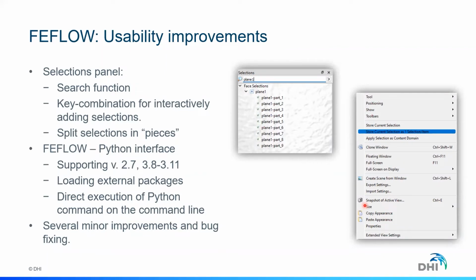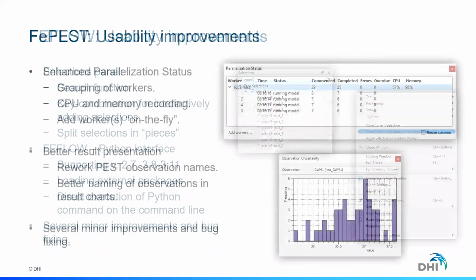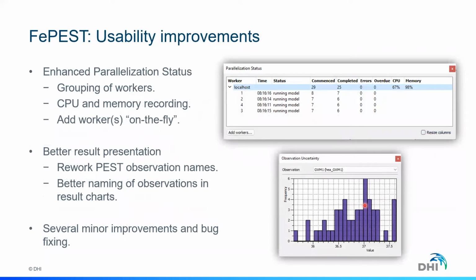We have also, as I mentioned, a number of minor improvements and several bug fixes being considered in FEFLOW, in the FEFLOW GUI. In terms of FEPS, because we are going more and more in the direction of parallelization, we thought it's really time to improve the usability in terms of the way the parallelization is done. So we updated what we call the parallelization status panel in FEFLOW. In this panel, you can now control the CPU and the memory consumption.